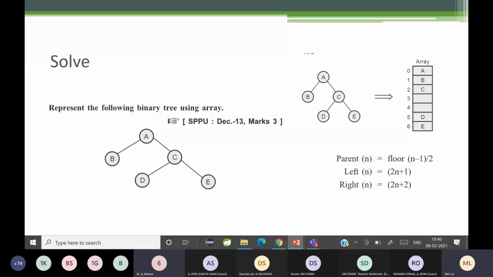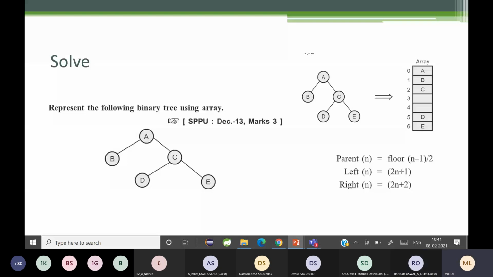Yeah. Now B doesn't have any children, so we'll take C as an example. Now, where are you going to place D? So what is the index of C? The index of C is 2. So where are you going to place D? 2 into 2 plus 1, at 5. And E will be placed at 2 into 2 plus 2, which gives you 6. Is it clear to everybody?